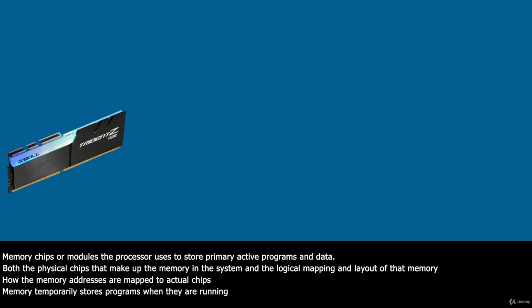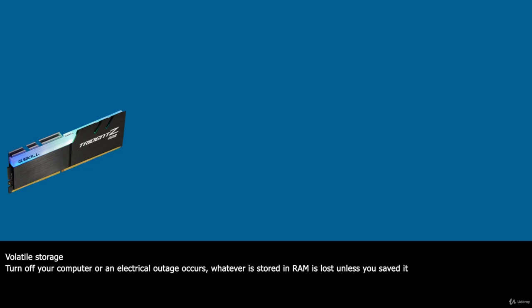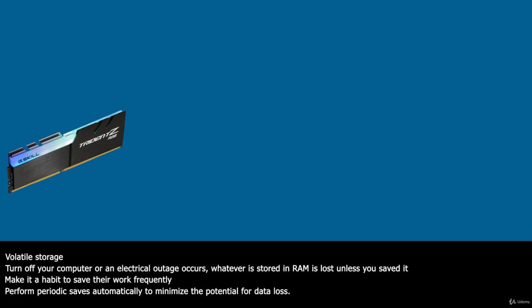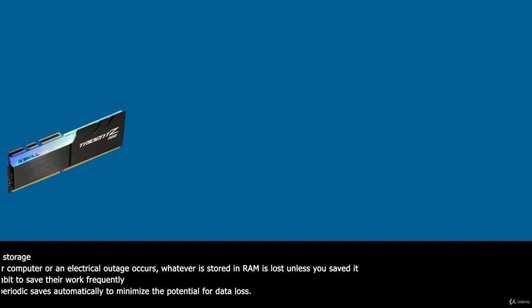Memory temporarily stores programs when they are running, along with the data being used by those programs. RAM chips are sometimes termed volatile storage because when you turn off your computer or an electrical outage occurs, whatever is stored in RAM is lost unless you save it to your hard drive. Because of the volatile nature of RAM, many computer users make it a habit to save their work frequently, a habit I recommend. Many software applications perform periodic saves automatically to minimize the potential for data loss.